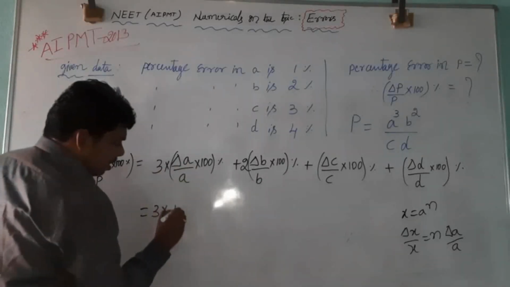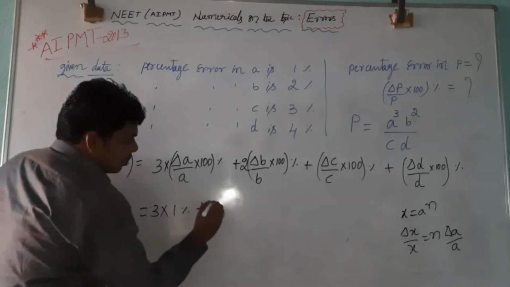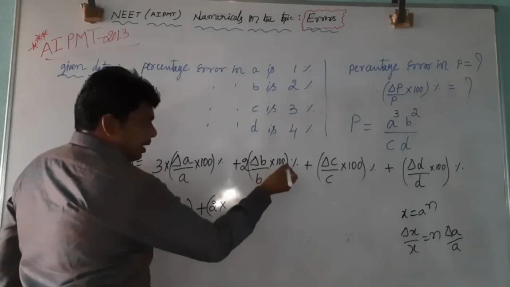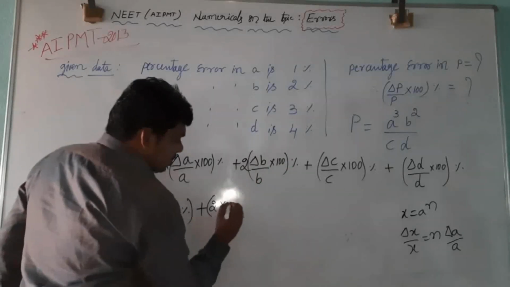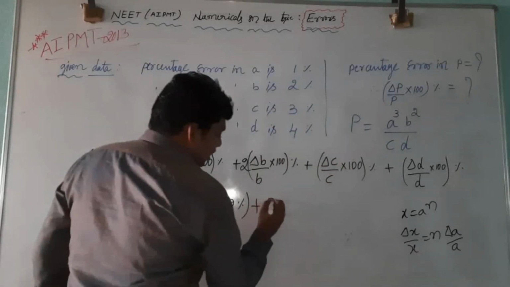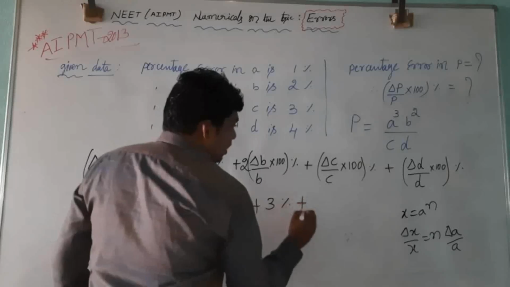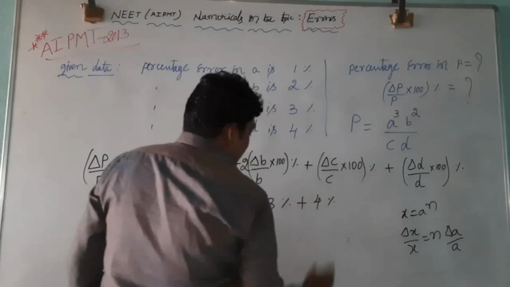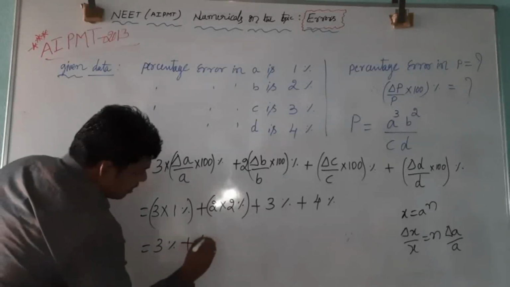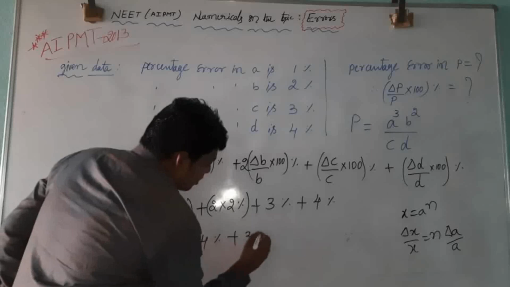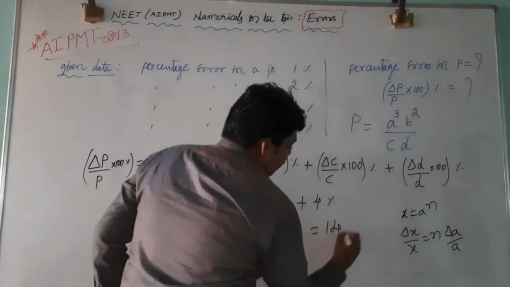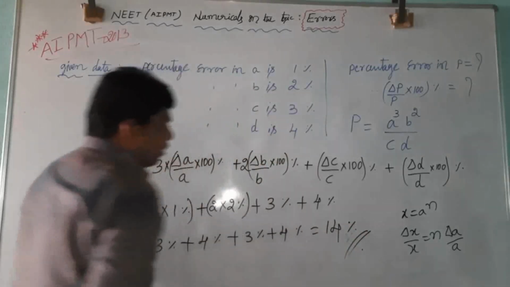What is that one? 1% plus 2 into delta B by B into 100%. What is the value? That is 2% plus delta C by C into 100%. That is 3% plus delta D by D into 100%. 4%. Now 3% plus 4% plus 3% plus 4%. What is the answer? 14% is your answer.